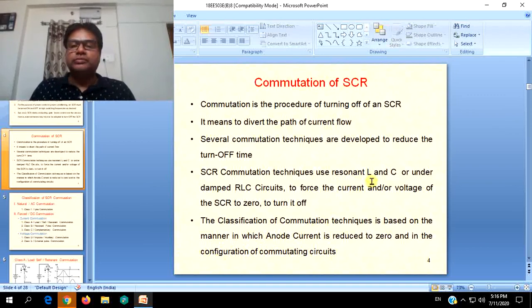These are external components which are connected in the circuit either in parallel or in series with the SCR. That can be a combination of L and C, and also some other diodes, freewheeling diodes, and also some auxiliary SCRs. Those things we will be discussing in the follow-up session.